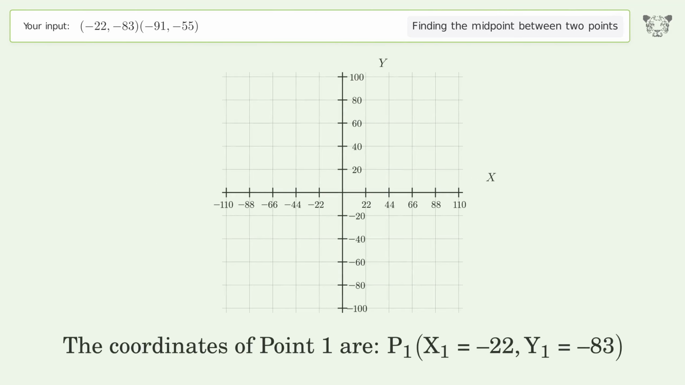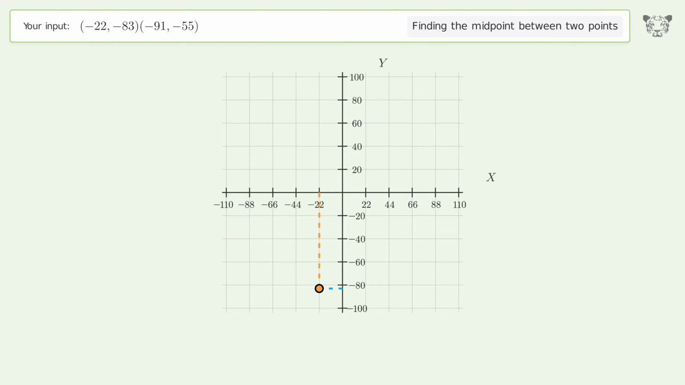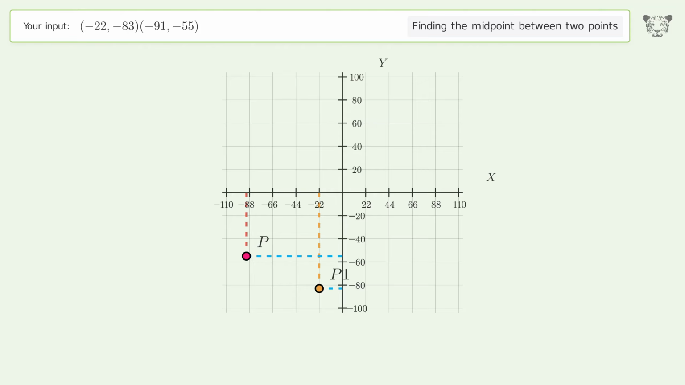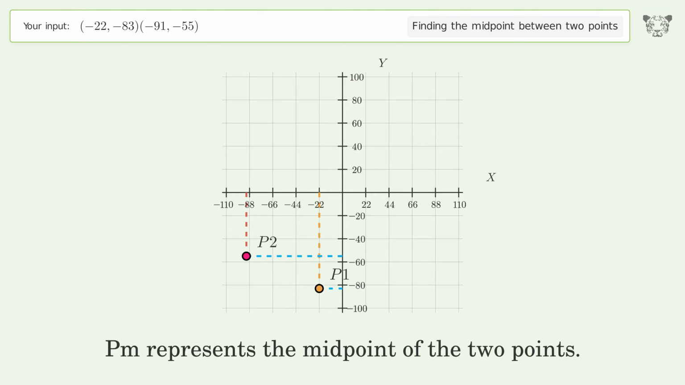The coordinates of point 1 are, x1 equals negative 22, y1 equals negative 83. The coordinates of point 2 are, x2 equals negative 91, y2 equals negative 55. PM represents the midpoint of the 2 points.